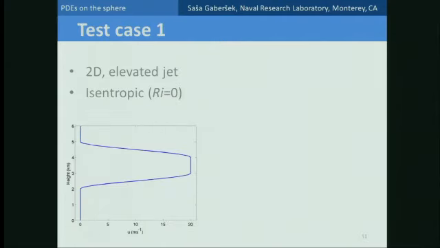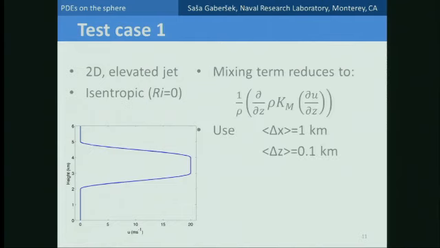Okay, so test case 1, a 2D elevated jet, isentropic, which makes it easy because all the mixing will be mechanically driven. This is our profile of wind speed, it goes to 20 meters per second, and then it smoothly drops. And what do we expect to happen? Well, we expect high momentum to be mixed into regions of low momentum. So the mixing term reduces just to the wind shear, mechanically driven, and we use delta x of 1 kilometer and 100 meters in vertical resolution.